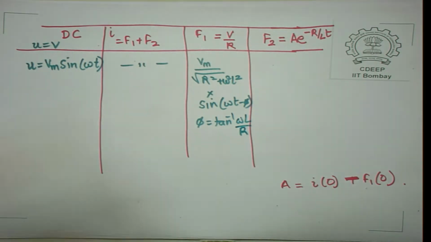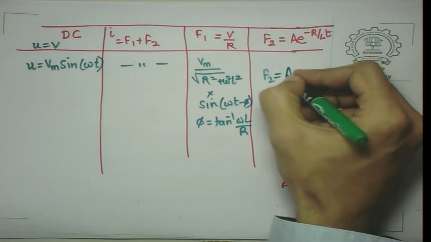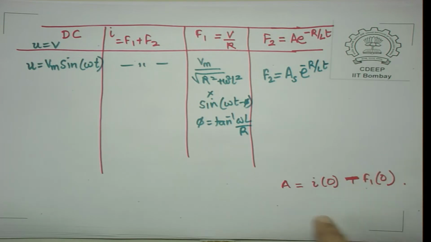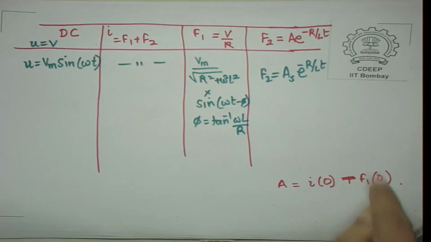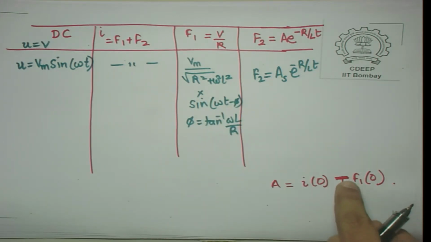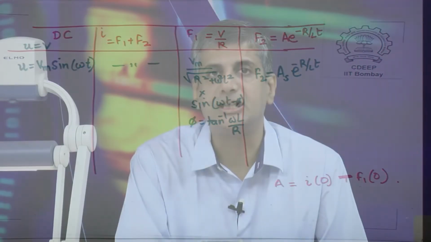And as before, we will get F2 equal to A e raised to minus R by L t, where A will be I0 minus F1 of 0. So, you evaluate F1 at 0 multiplied by the minus sign, and this will be A. This will ensure that your response satisfies the equation as well as the initial condition.